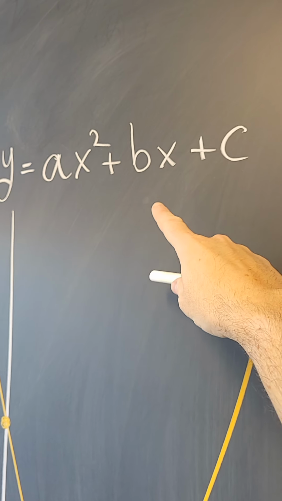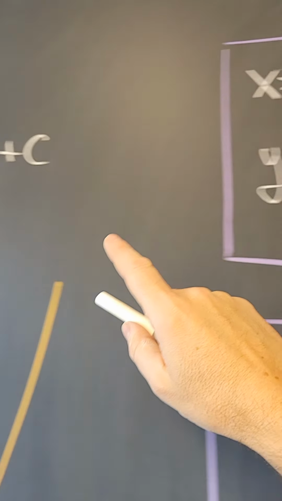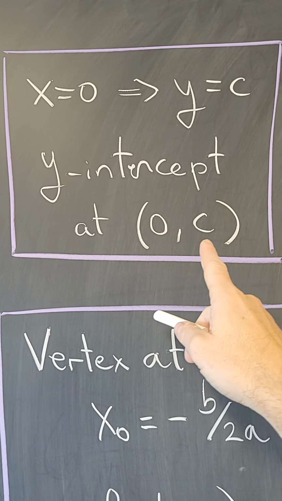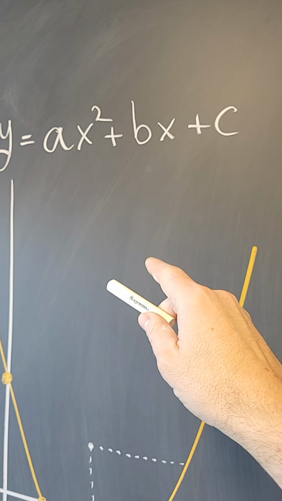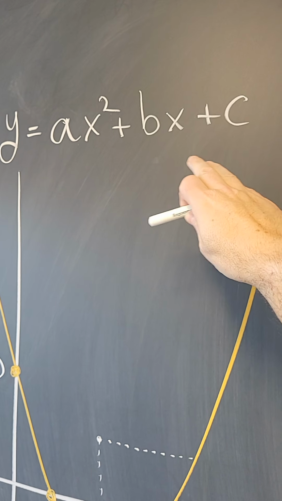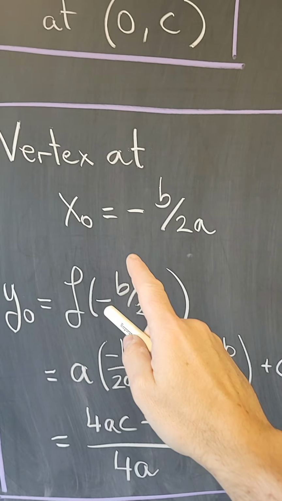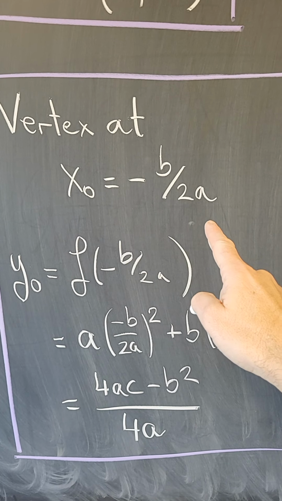First of all, if I plug in x equals 0, then I get that y equals c. That tells me that the y-intercept of my parabola is at (0, c), which is this point over here. Now, to determine the vertex, either you can complete the square in this expression or use derivatives to come up with the fact that the x-coordinate of the vertex is minus b divided by 2a.